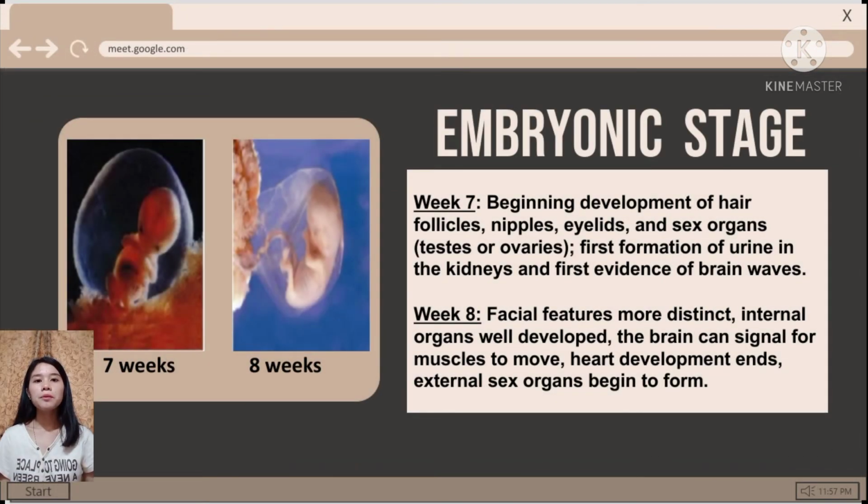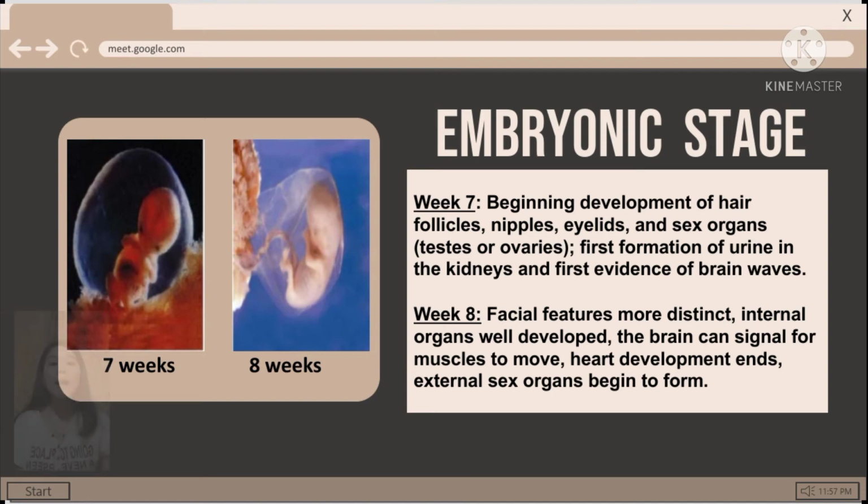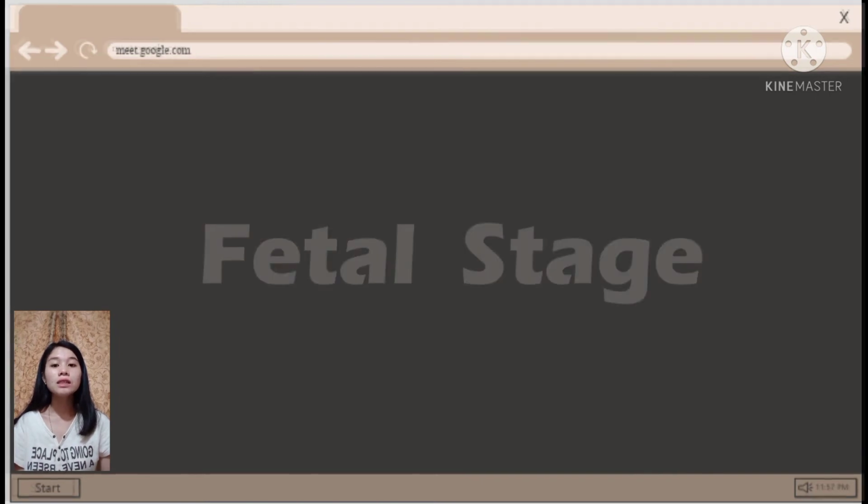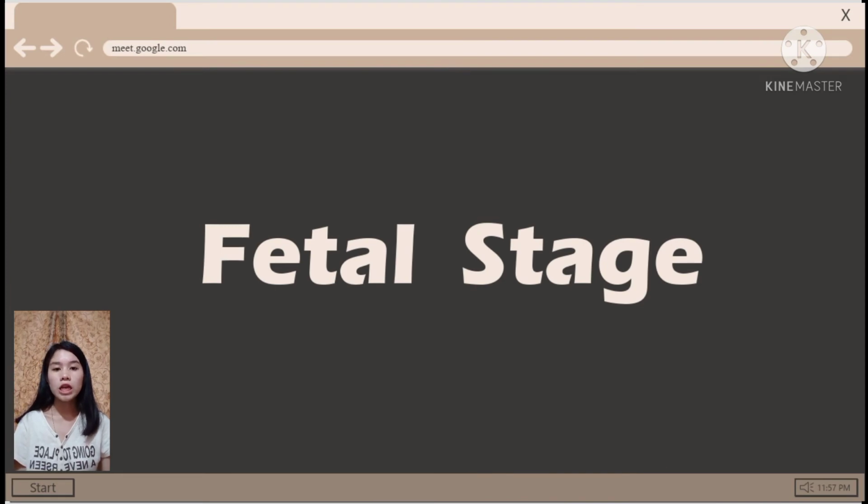Week 7, beginning development of hair follicles, nipples, eyelids, and sex organs, the testes or ovaries, first formation of urine in the kidneys, and first evidence of brain waves. Week 8, facial features more distinct, internal organs well developed. The brain can signal for muscles to move, heart development ends, external sex organs begin to form. By the end of the embryonic stage, all essential external and internal structures have been formed. The embryo is now referred to as a fetus, which is the final stage of prenatal development, the fetal stage.